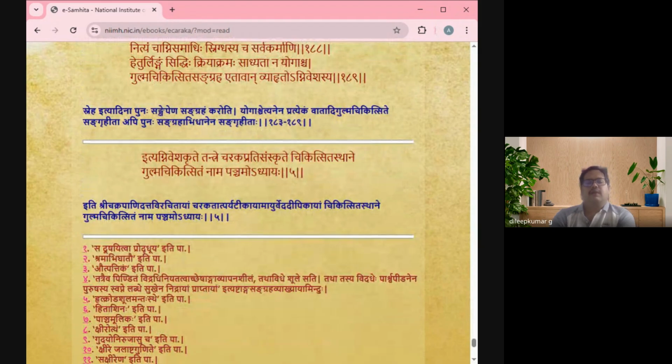Gulma is not an imaginary disease; it is a more practical disease. We can see the description of gulma in detail in Nidanasthana as well as Chikitsa Sthana. To understand gulma, understand the important line of treatment of gulma and the important yogas of treatment of gulma.